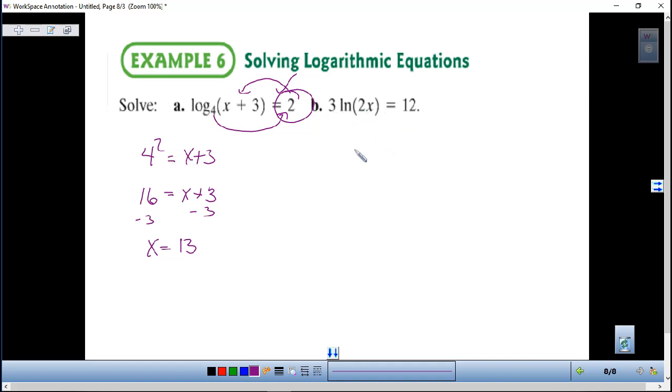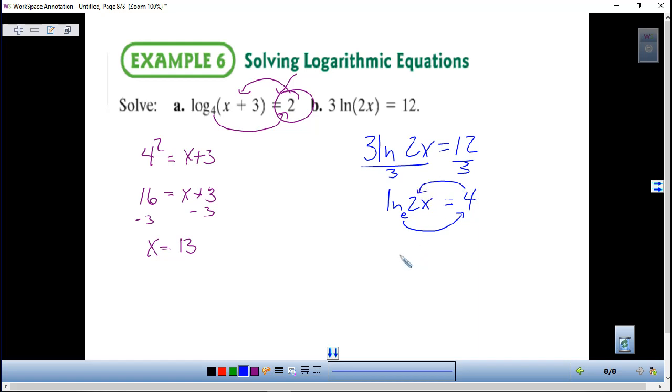Now, with this one over here, we've got 3 times the natural log of 2x equals 12. You want to isolate your log first. So you want to get rid of that 3. So we're going to go ahead and take that 3 and divide both sides by 3. So the natural log of 2x is going to equal 4. Now, we know that we've got an e down here that's understood. So e to the 4th equals 2x.